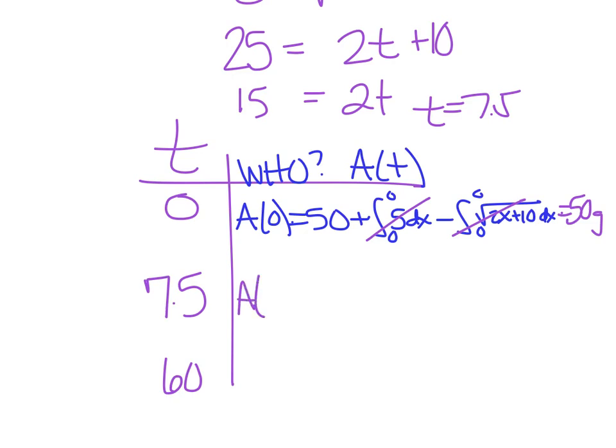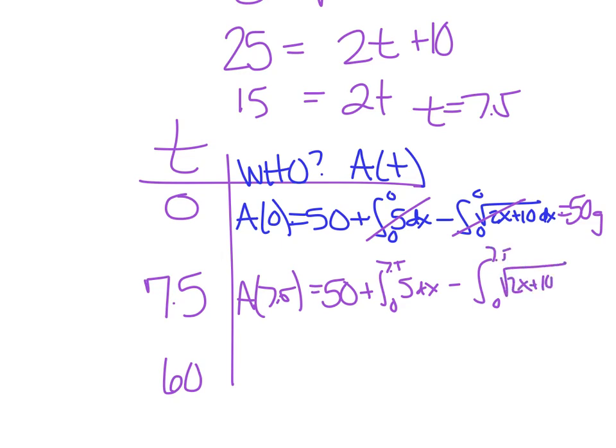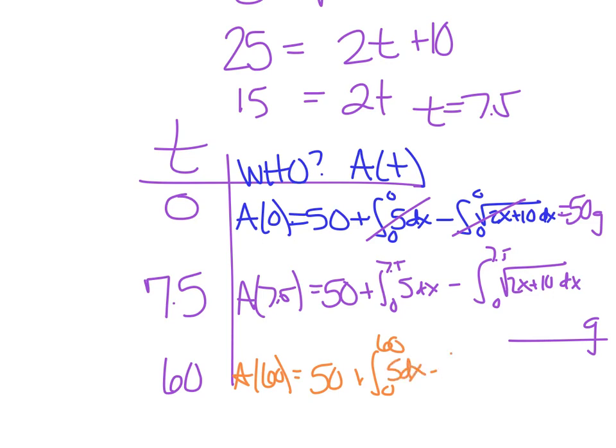If I want A of 7.5, again that's 50 plus the integral from 0 to 7.5 of 5 dx minus the integral from 0 to 7.5 of the square root of 2x plus 10 dx. Use your calculator, figure out the number of gallons. Obviously the last one works the same way. I want A of 60. So I start with 50 gallons plus, obviously, integrate, and integrate there as well. I would be typing that whole thing in on one line to get the total number of gallons.